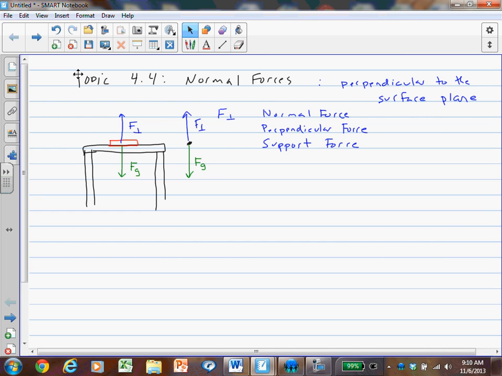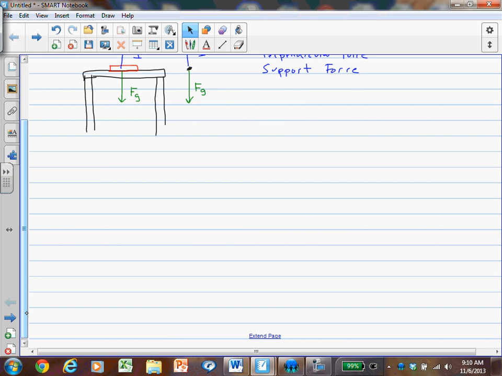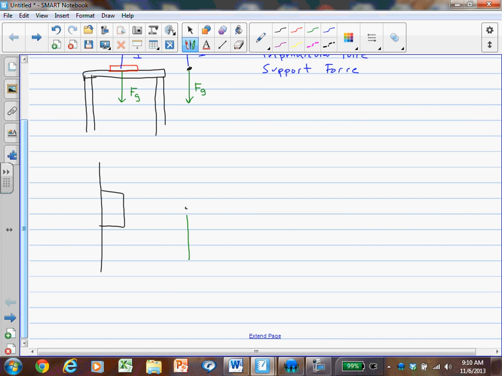So, for something that's leaning on a wall like that, you'd have the Fg down, and you would have F perpendicular like that, but you must also have some sort of friction to balance it out that's holding that up as well.